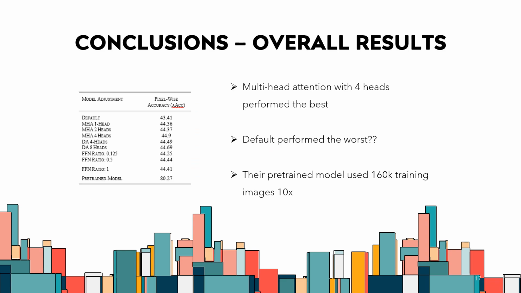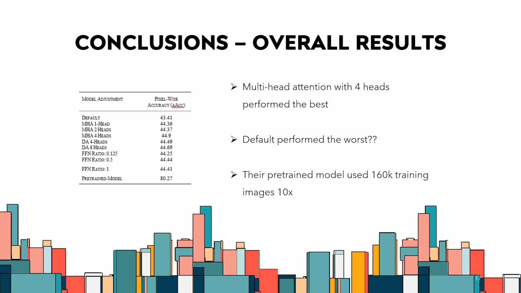To summarize our overall results, you can see that the multi-head attention using 4 heads performed the best out of any models that we tested, with an accuracy of 44.9%. This was the attention that was used in the plain ViT, not in the adapter. What really threw us for a loop was the fact that the default model that they were running by our testing performed the worst out of all the modifications that we ran. This could be some kind of user error on our part, but it was still very surprising.